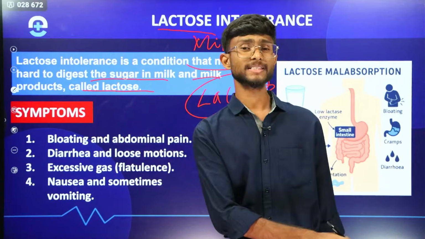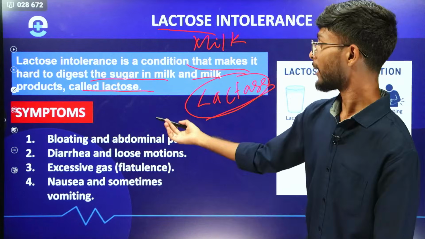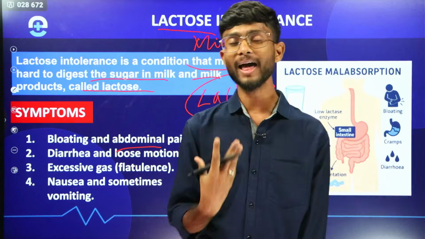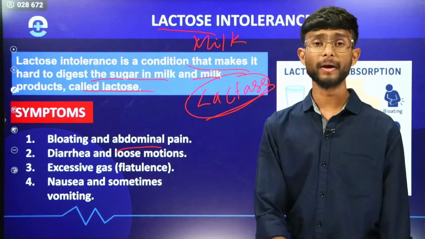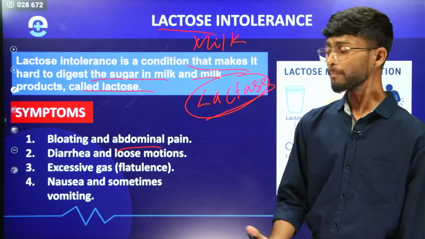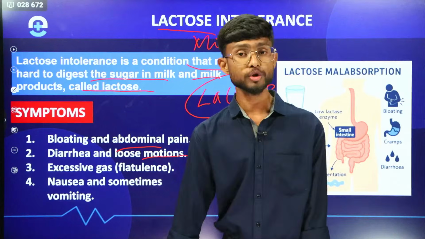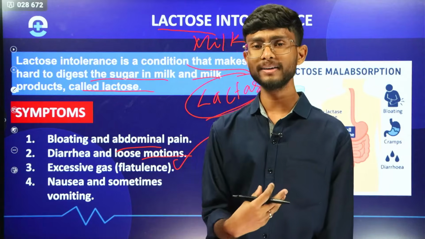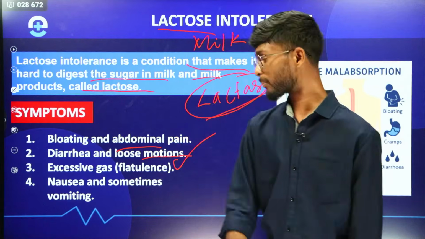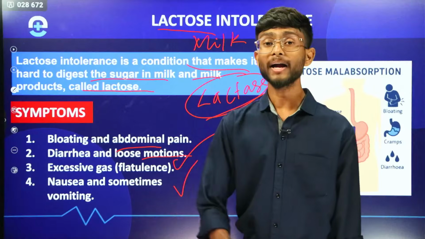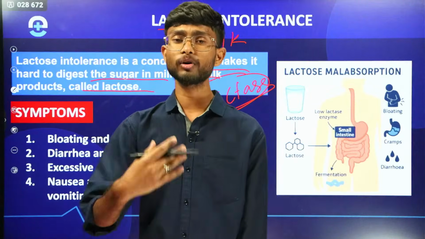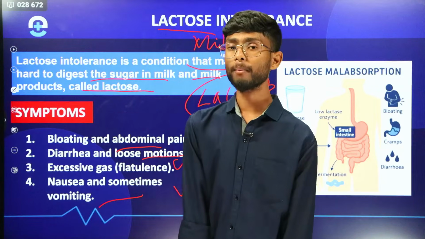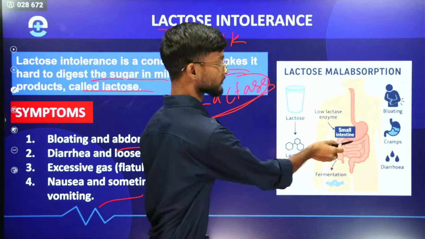So what are the symptoms you can identify? Bloating and abdominal pain. If you take lactose, you can get abdominal pain and also bloating. And diarrhea, loose motions and excessive gas. In the small intestine the excessive gases will be produced, and also nausea and reflux, that is the food particles coming back, that is vomiting. Sometimes vomiting occurs.